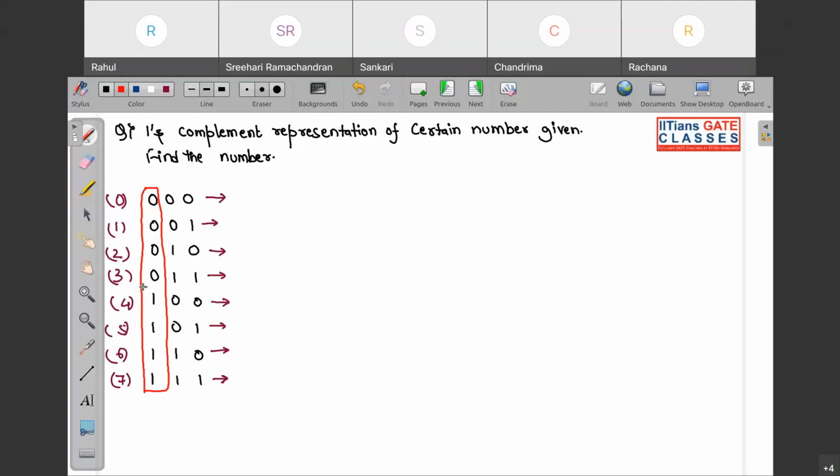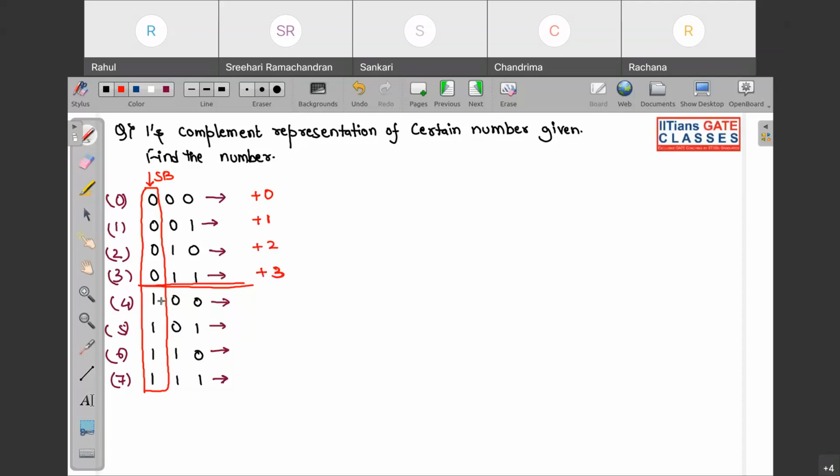Up to this point, you can see all the sign bits are 0. So 0 corresponds to a positive number. So for getting the original number, I don't need to take complement at any time. So this will be 0 means +0, 1 means +1, 1 means +2, 1 means +3.